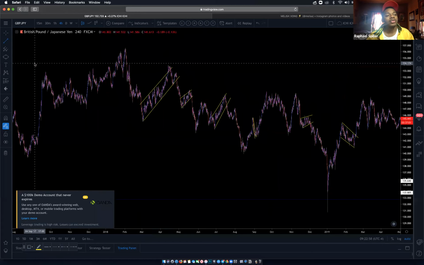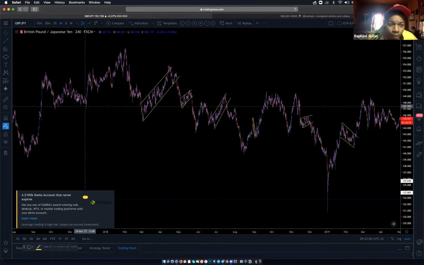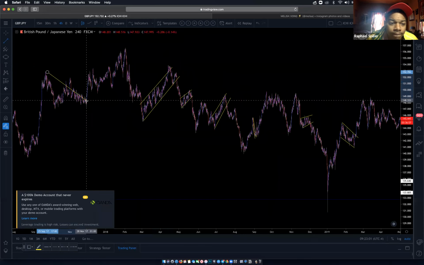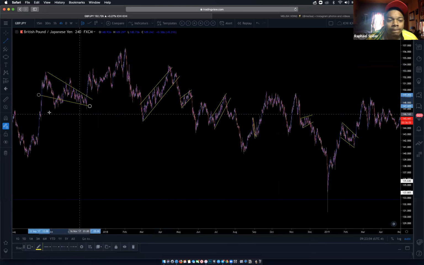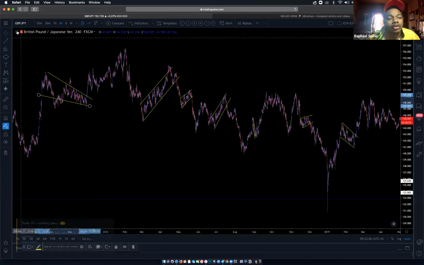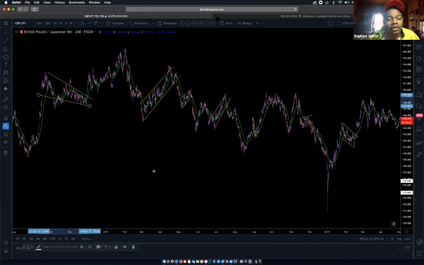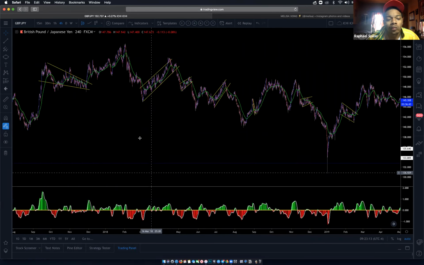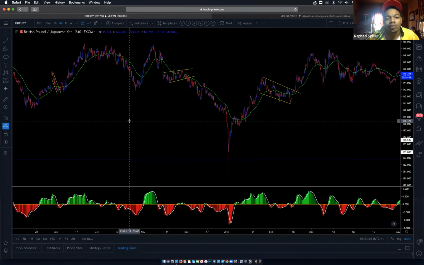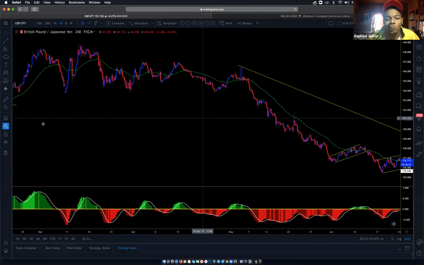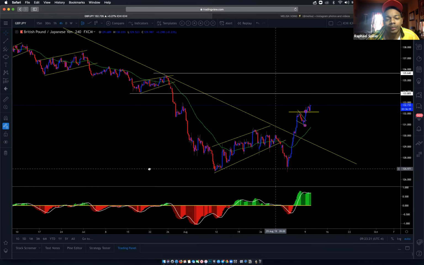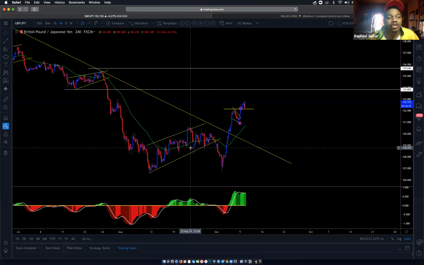What indicator do you use for confirmation? I use the MACD and a moving average. You guys probably saw it on my screen already. This is the only thing that I use. I don't use anything else. I use it in conjunction to get into trades.